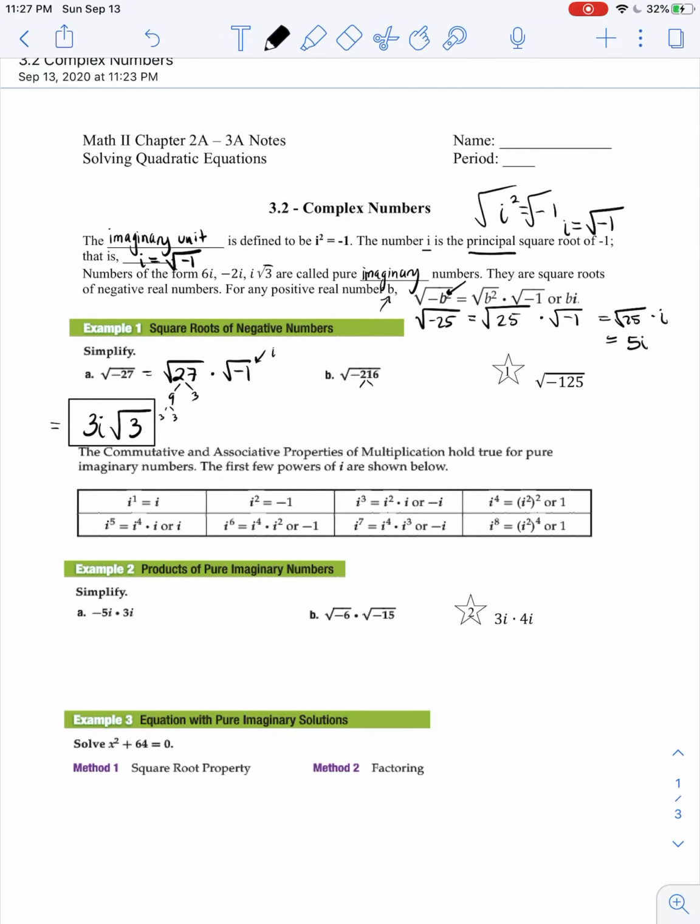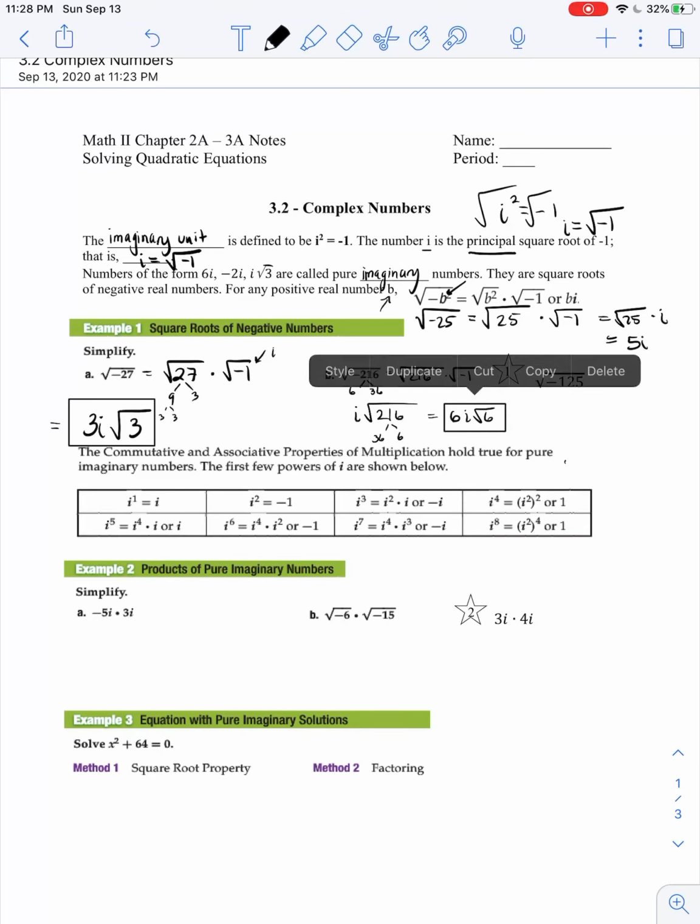For part B, it's the square root of -216. So that's 6 and 36. But I'm going to write this as the square root of 216 times the square root of -1. And then again, we can take out an i. And so we have i times the square root of 216. Since it's divisible by 36 and 6, we can take out a 6 from 36. So that's 6i, and then we have a 6 left inside the radical.